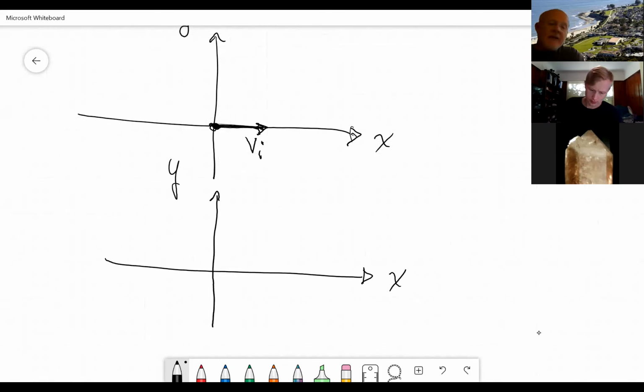The velocity in the X direction is getting bigger, so I'll draw a bigger one, but the velocity in the Y direction is also growing. And so you're going to get a final velocity, and then that's the question, when is that 30 degrees?